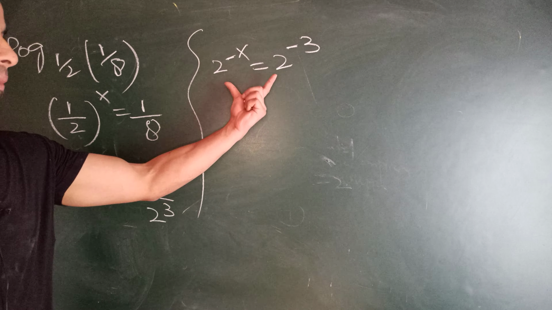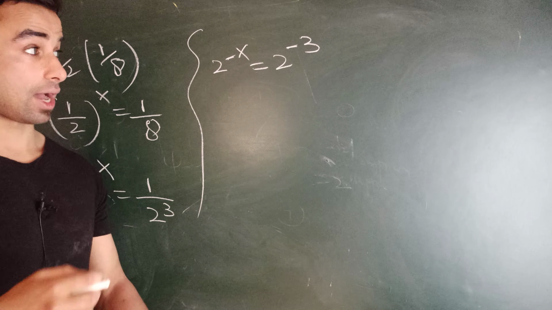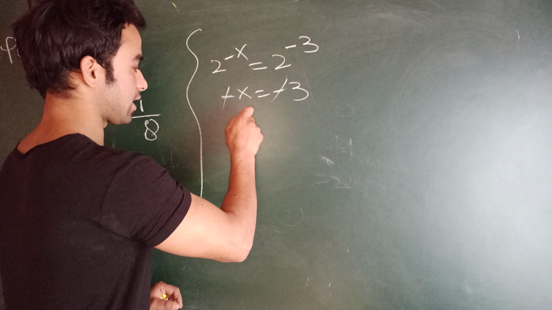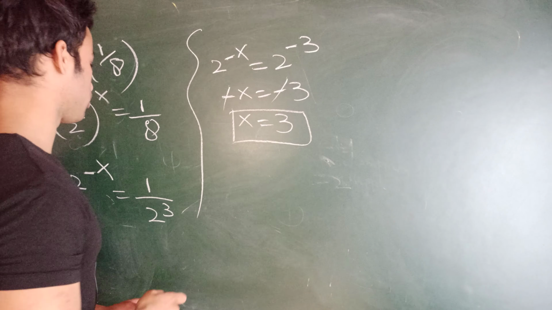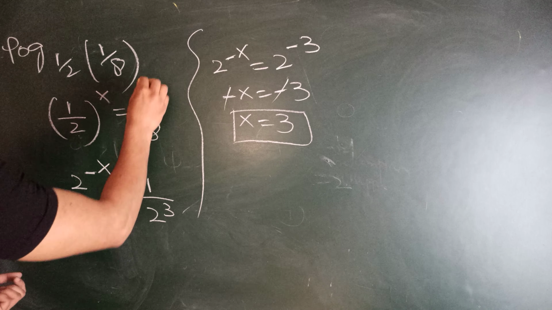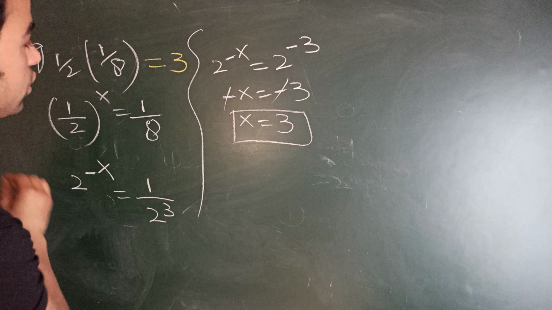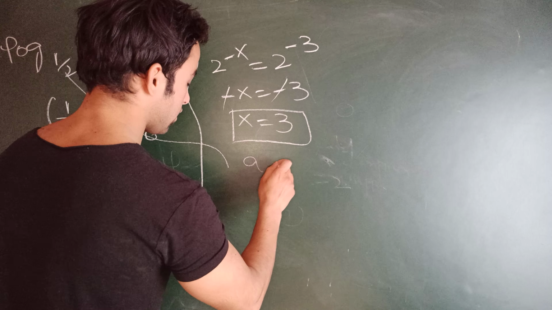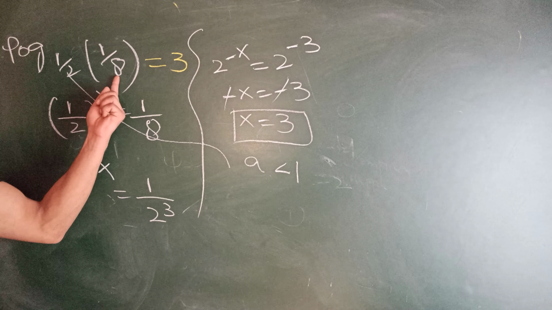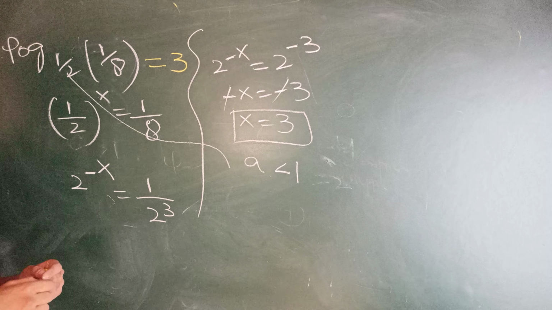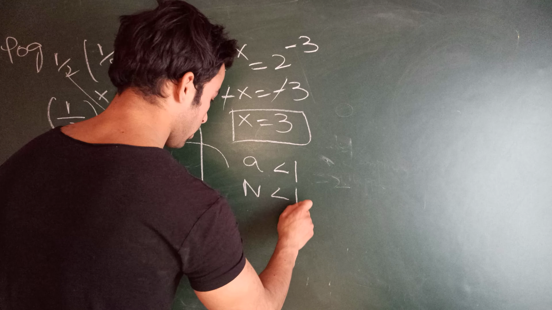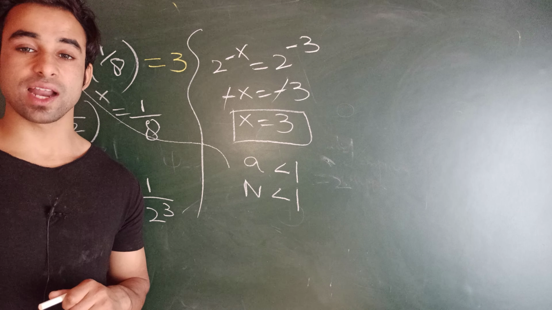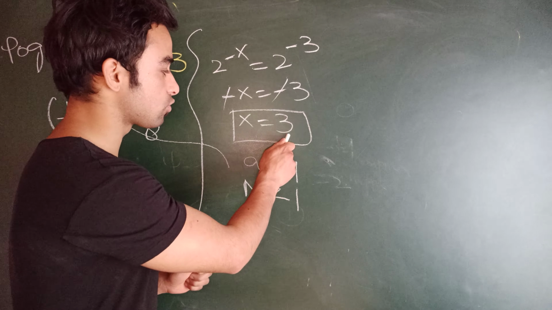Now I know if the bases on both sides of the equality are the same, I can directly compare the powers. That means minus x has to be equal to minus 3. Minus cancels out, x has to be equal to 3. The value that came out here is a positive number, so the value for this problem is 3. You can also see one more thing here: the base a is lesser than 1, and the inner thing is also lesser than 1, because 1 by 8 is lesser than 1. So n here is also lesser than 1, and the value comes out positive.